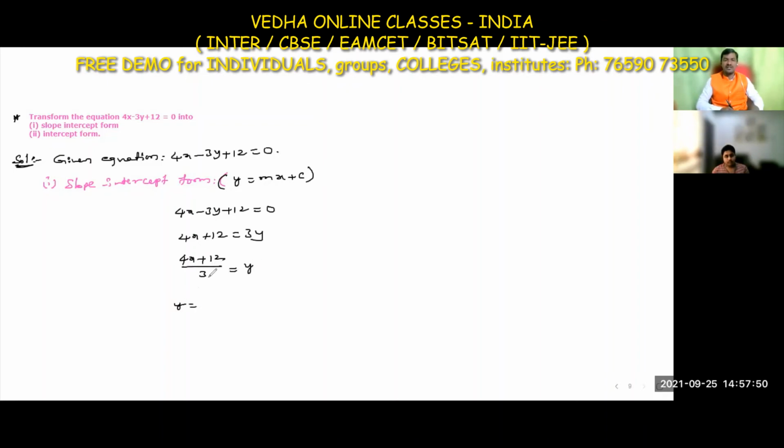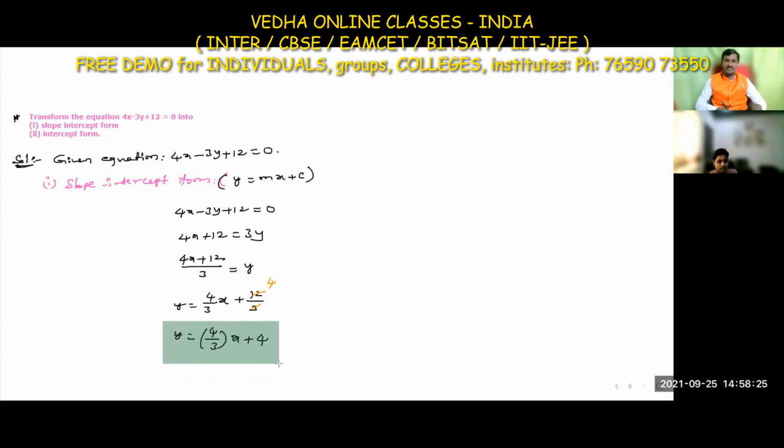So that means separate this 3 for both the terms. 4x by 3 plus 12 by 3. Here we can cancel: 3 ones are 3, 4 times. So what we get here is y is equal to 4 by 3 x plus 4. Is it in the form of y is equal to mx plus c? Yes. So this is the required y equals mx plus c, slope intercept form.